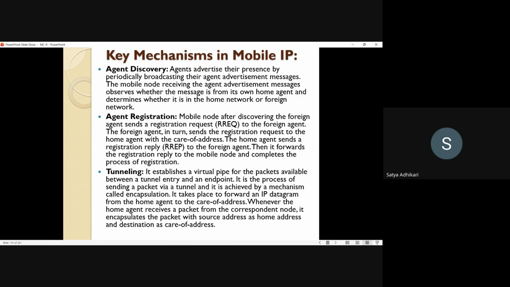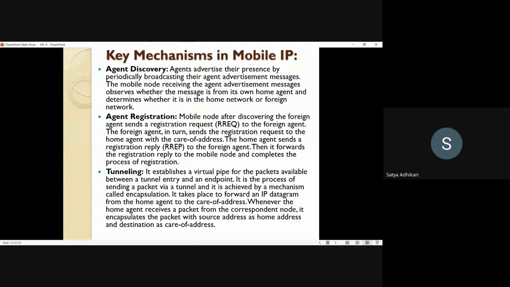First, the agent discovery. Agents advertise their presence by periodically broadcasting their agent advertisement message. The mobile node receiving that agent advertisement message observes that the message is from a home agent or foreign agent, and determines which it is. So the mobile node receiving the agent advertisement message observes whether the message is from the home agent or foreign agent.